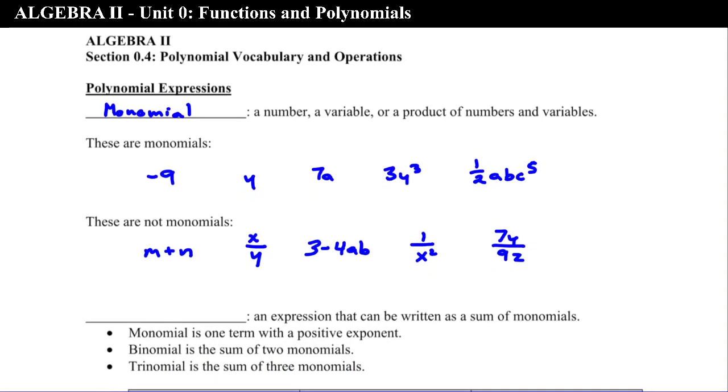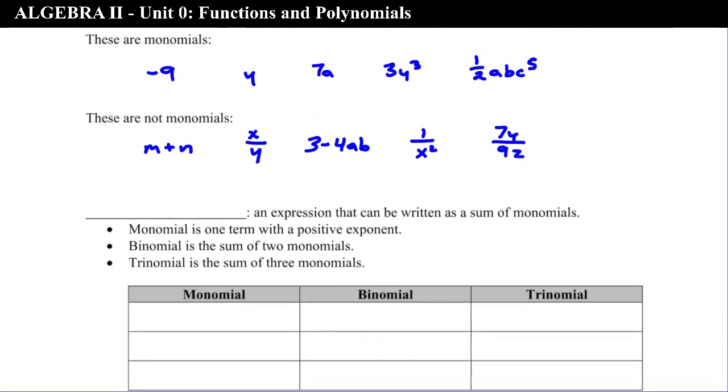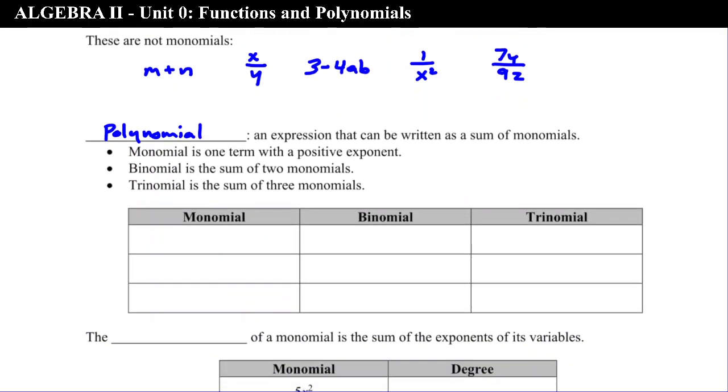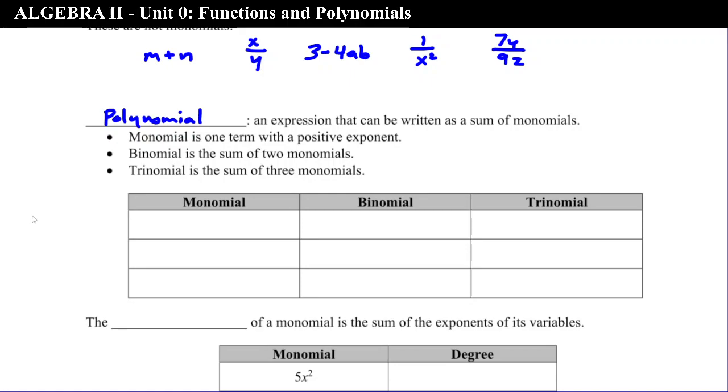Okay, so let's say we've got monomials that are added together. Well, then we'd have more than one term, and we can generally call them polynomials. Okay, so a polynomial is an expression that can be written as a sum of monomials. It's important to note that a monomial is a polynomial. It's just a polynomial with one term. And again, it has a positive exponent. A binomial is the sum of two monomials, and a trinomial is the sum of three monomials. So let's do some examples comparing those.